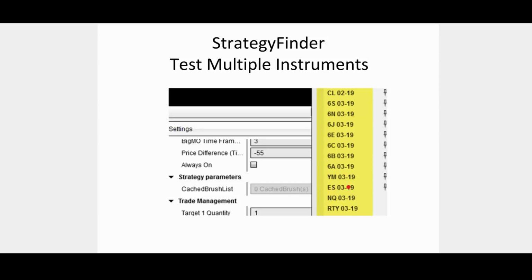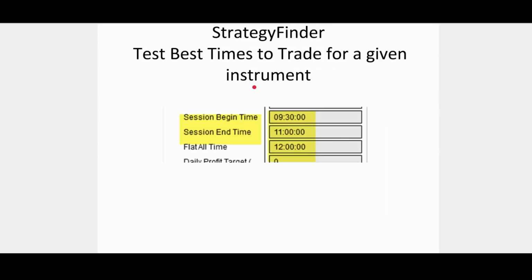All right, so if you want to test the E-mini, of course you'd select the E-mini and run your test on that particular instrument. You can test different start and stop times. Here we're starting at 9:30 Eastern and we're ending at 11 o'clock. You can even have strategies where you have a morning strategy and an afternoon strategy. Maybe you've got one that runs from 9:30 to 11 and another one that runs from, let's say, 1 o'clock till 3 o'clock Eastern time.